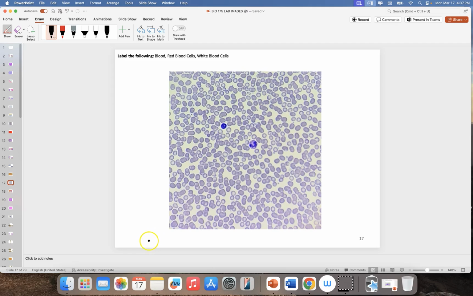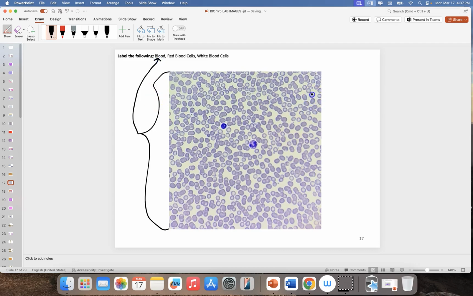Blood, I think, is pretty distinctive as well, and the reason why is because of the red blood cells versus the white blood cells. All of this is going to be blood. The whole thing is our blood tissue.